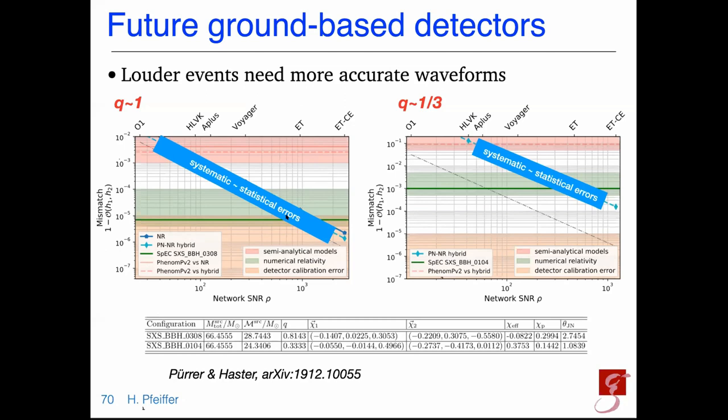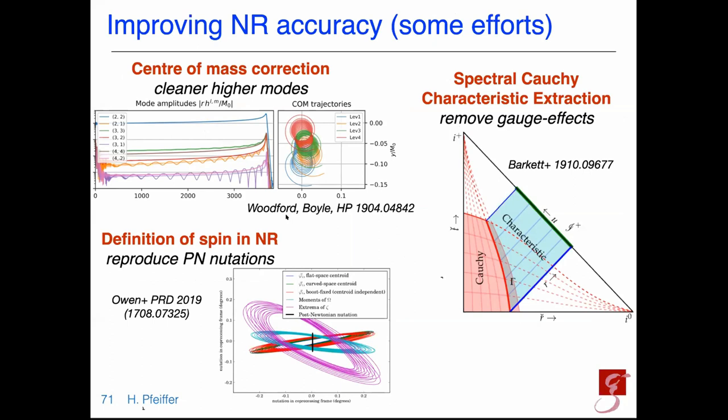On the numerical relativity side, there are a lot of efforts ongoing to improve waveforms further. SpEC now, by default, does also a center of mass correction, which avoids certain mode mixing from the 2-2 mode into higher order modes, leading to artificial features in the higher order modes. We have reworked our spin definitions and can now reproduce post-Newtonian and spin precession features a lot more accurately. And SpEC is planning to switch over to Cauchy characteristic extraction in the near future, so that waveforms aren't extracted at some finite radius anymore, but can be measured directly at future null infinity, avoiding gauge effects in the waveform extraction.